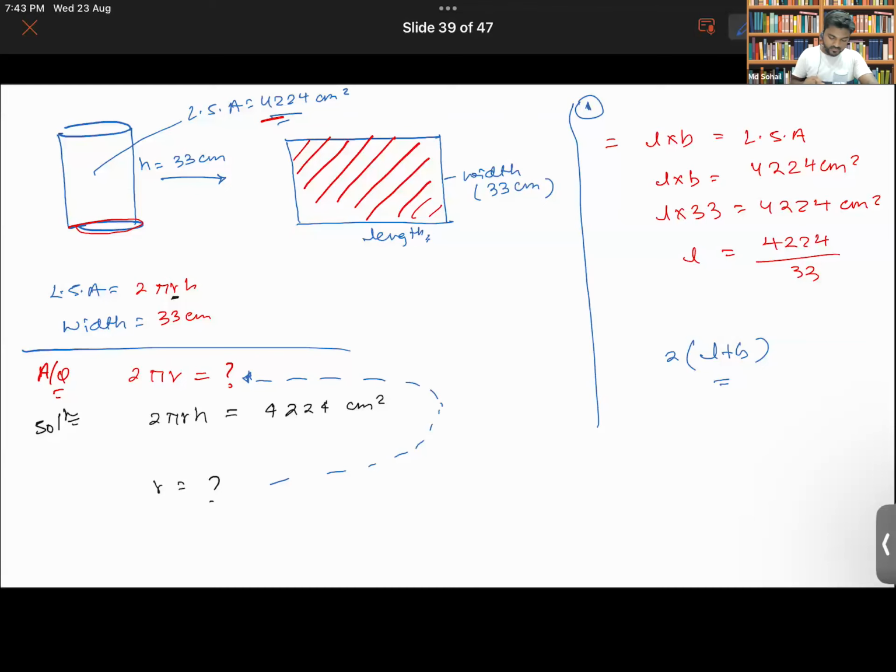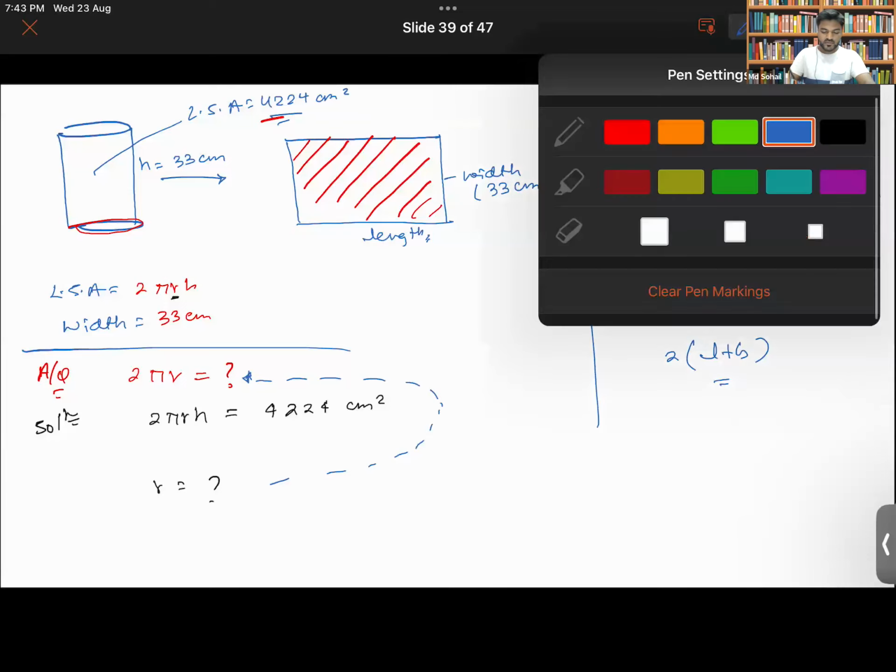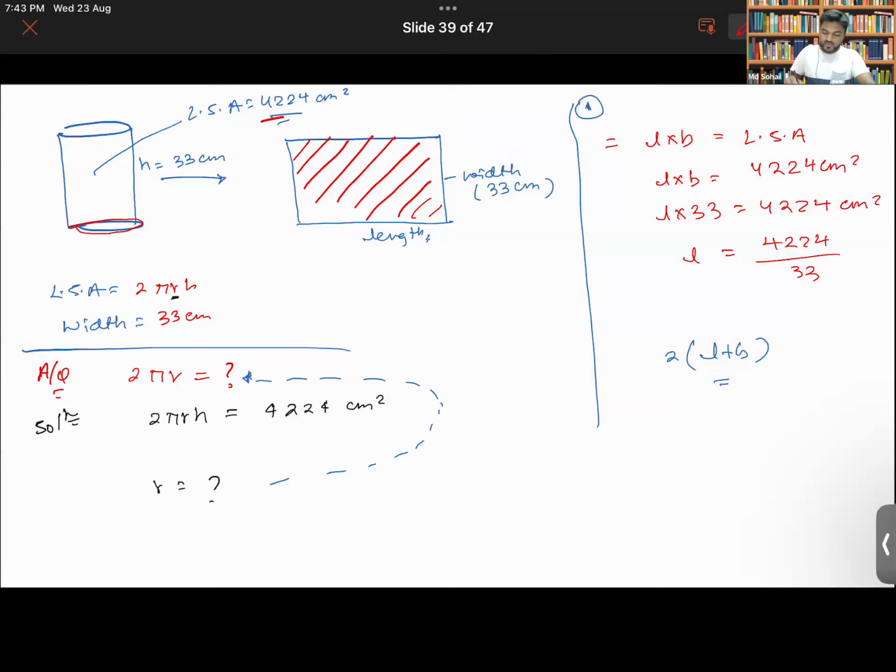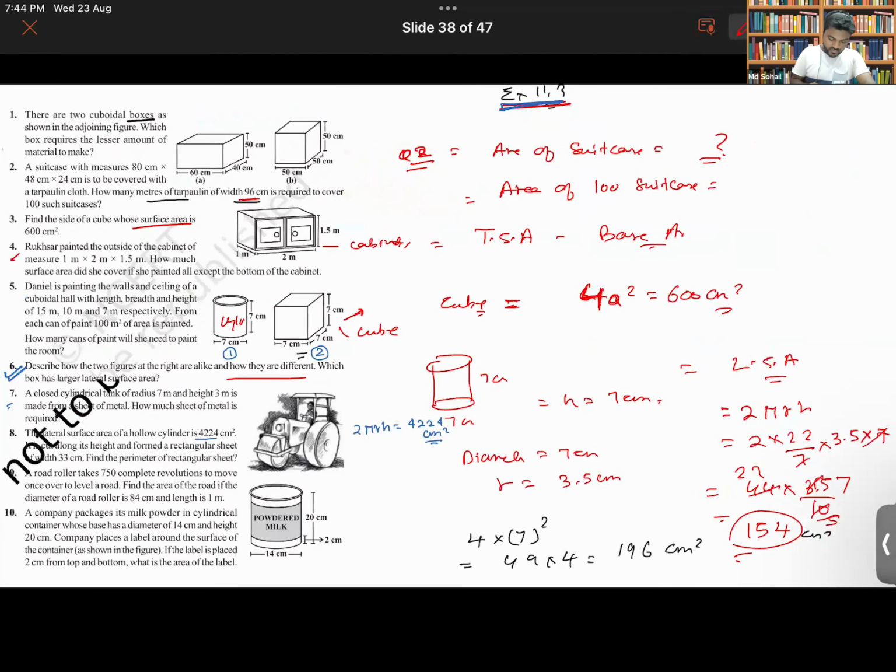Sir, can I answer it? Yeah, sure. What is the value? 322 centimeters. Very good. So it's twice of 4,224 upon 33 plus 33, which is 4,257, right? So that will give you 322 centimeter. Good. Now moving on to question number 9.